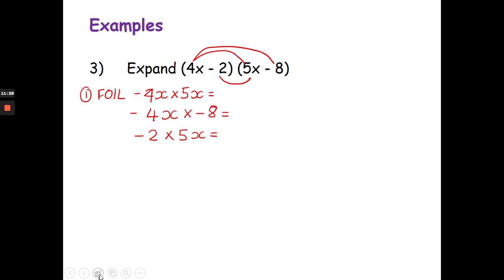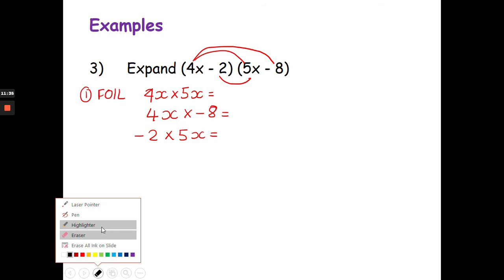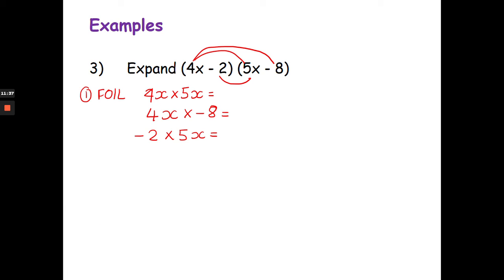There are no minuses there, that's just me implying each term what it stands for. And then the last is minus 2 times minus 8. So 4x times 5x is going to give me 20x squared.